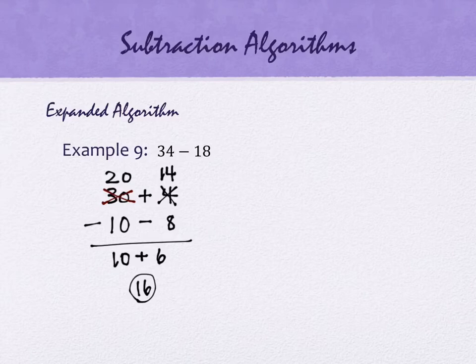Okay, there's one more subtraction algorithm. Yes, ma'am, sorry. How would you explain why you subtract 10 and 8? Like, it makes sense, but you add the 34, like it's written 30 plus 4, but it's written 10 minus.